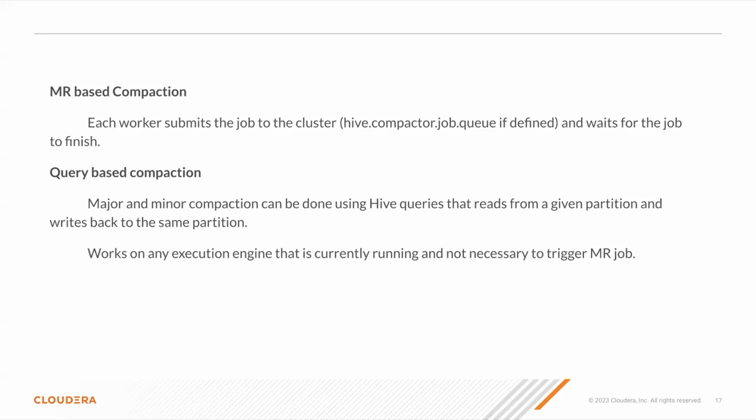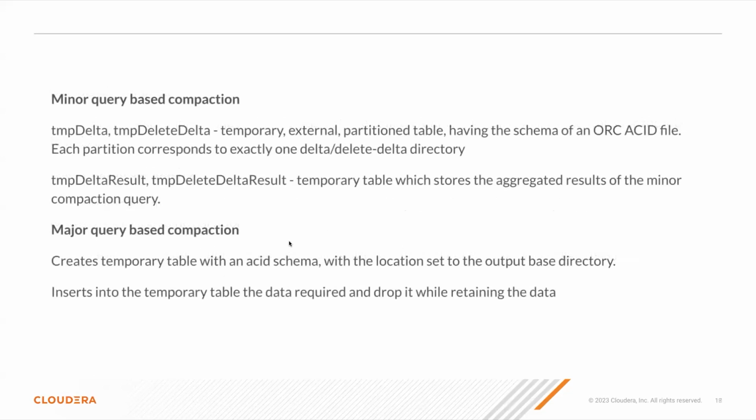This is mainly used in the cloud, when there is no execution engine for MR. The queries have 3 stages. One, it creates a temporary table, the same as the original table, and loads all the ACID related metadata and the actual data into it, creates temporary delta files and delete delta files. After the compaction, it also creates a temporary result.